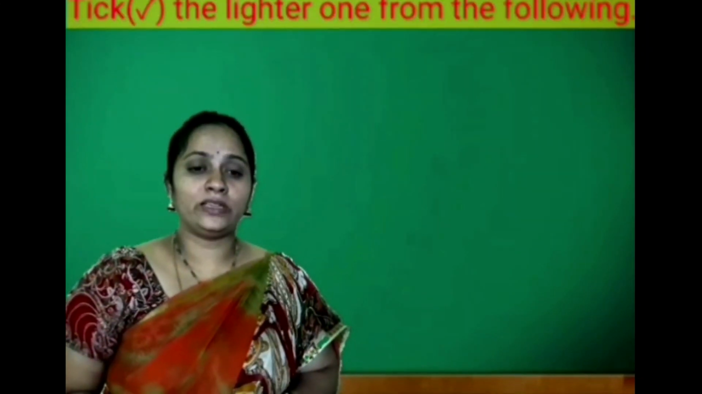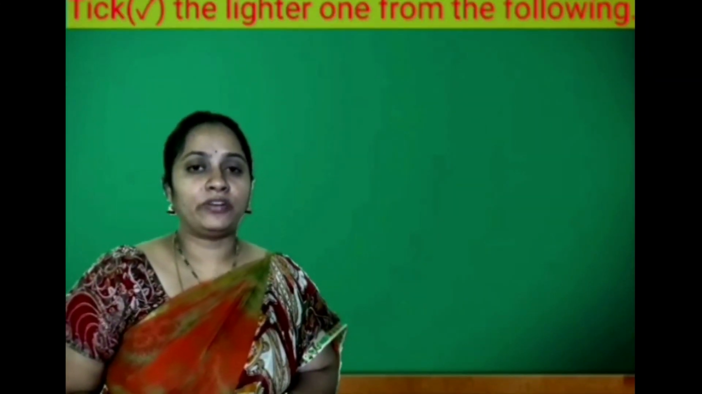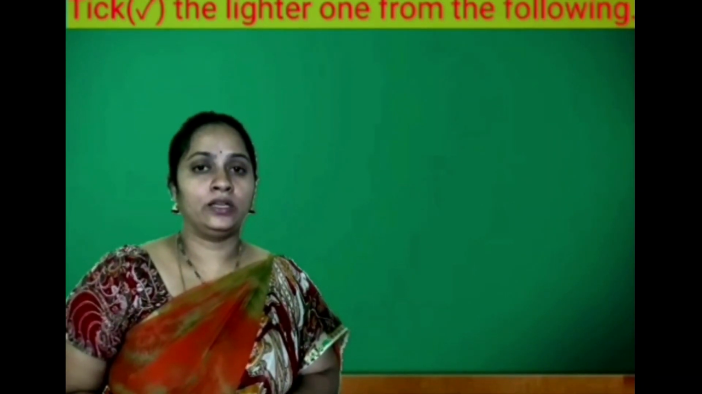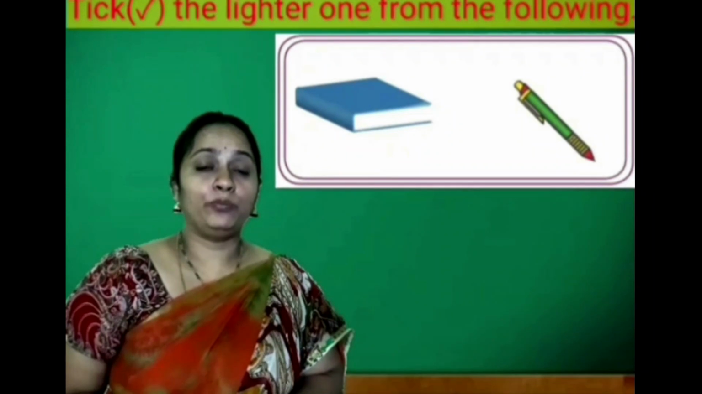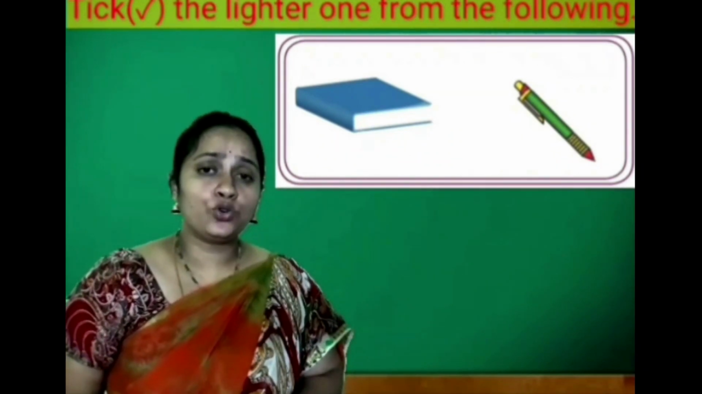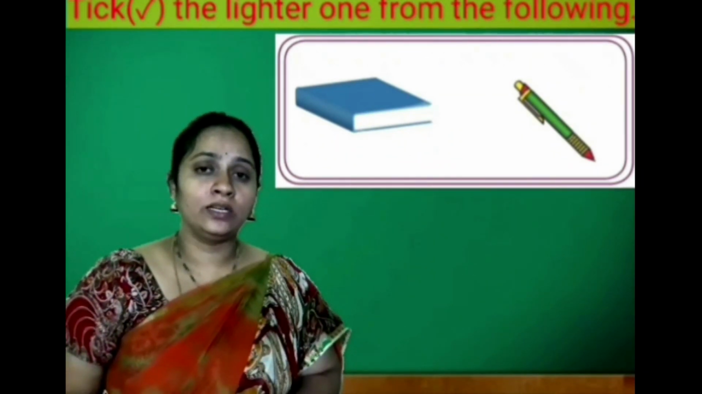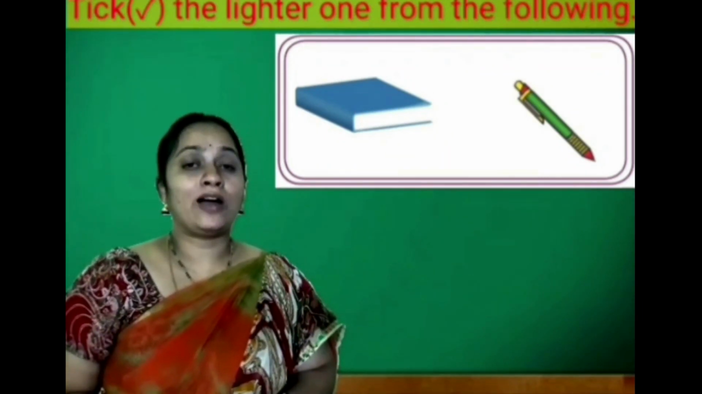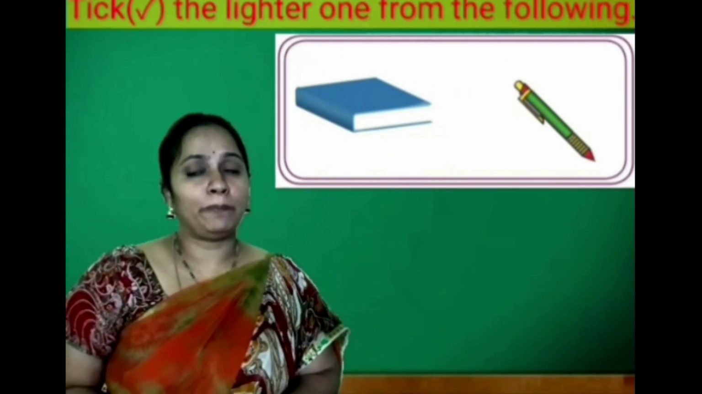Now coming to the seventh one. Tick the lighter one from the following. Here they have given a book and a pen. In these two objects, which one is lighter? Yes, the pen is lighter than the book. So we have to put a right mark upon the pen.